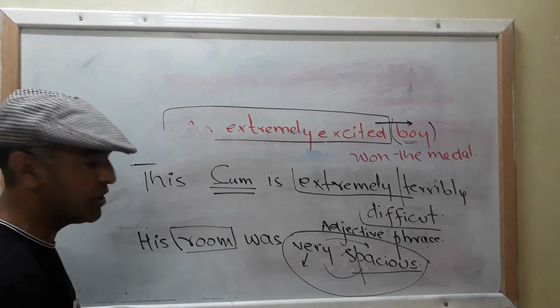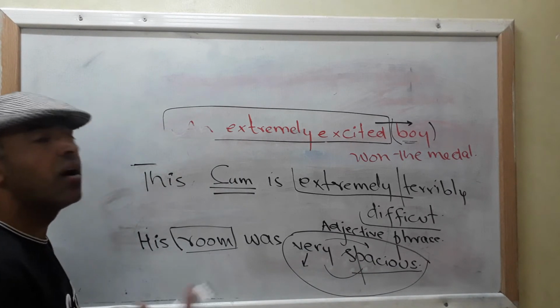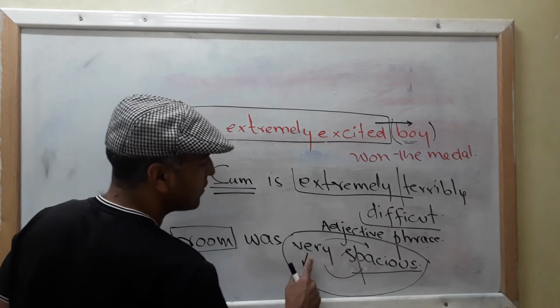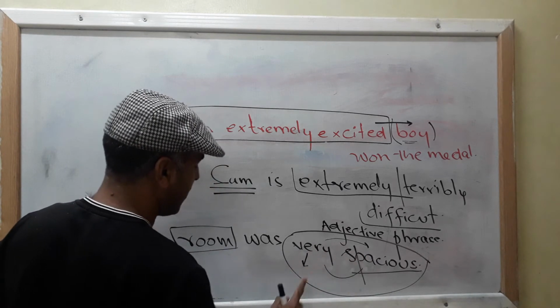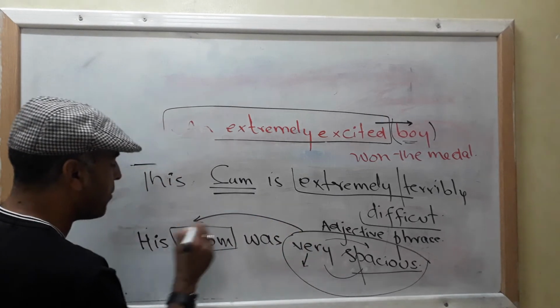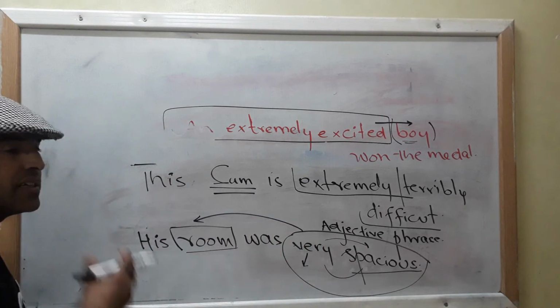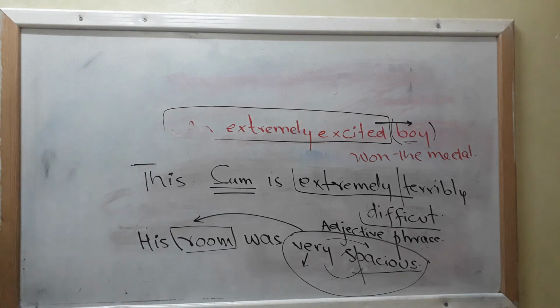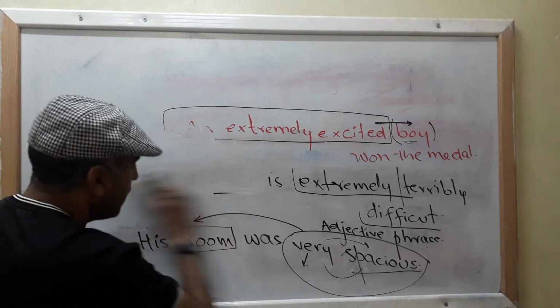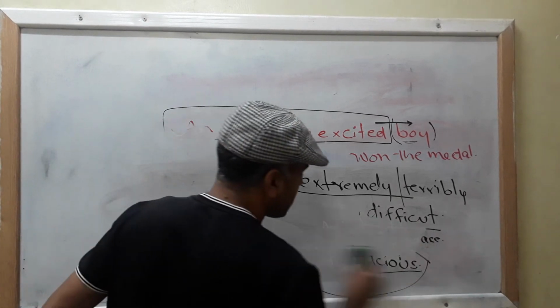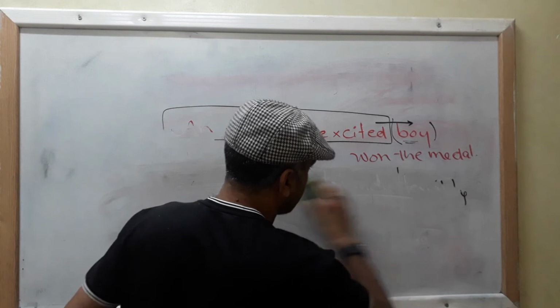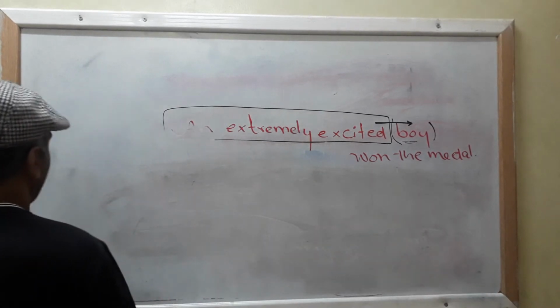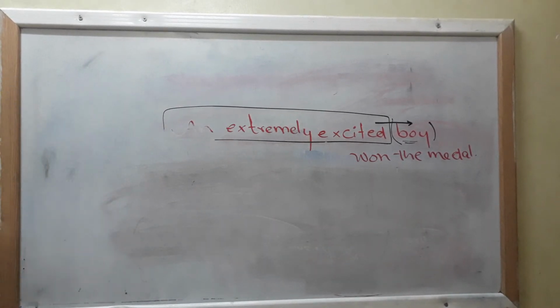They don't give you complete meaning. Very spacious. What is very spacious? So very spacious is your adjective phrase, because it is telling you something about your room. It is providing additional information about your noun room. As I told you, sometimes an adjective phrase unfortunately doesn't have an adjective in it.